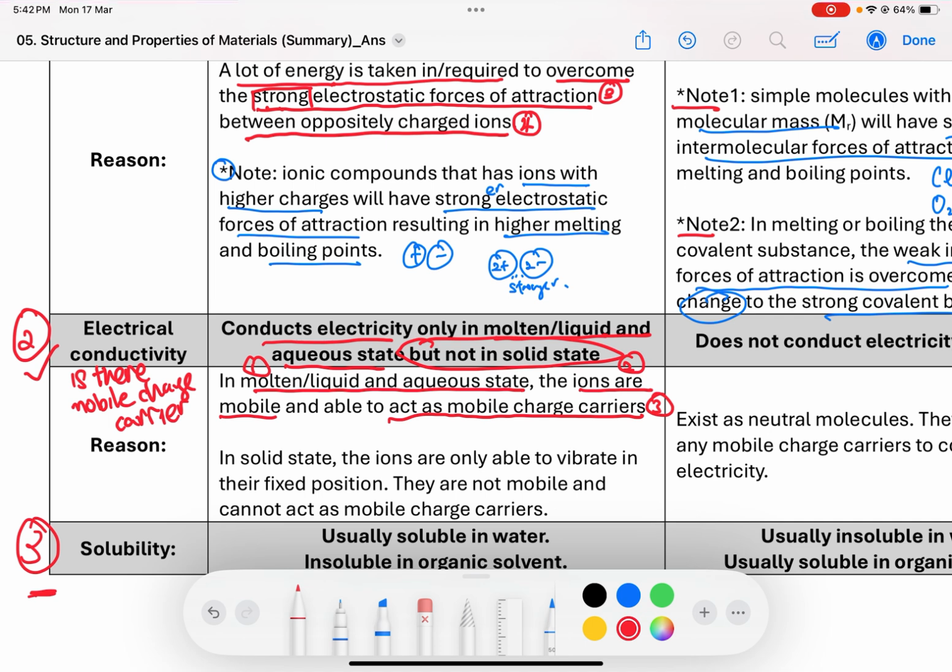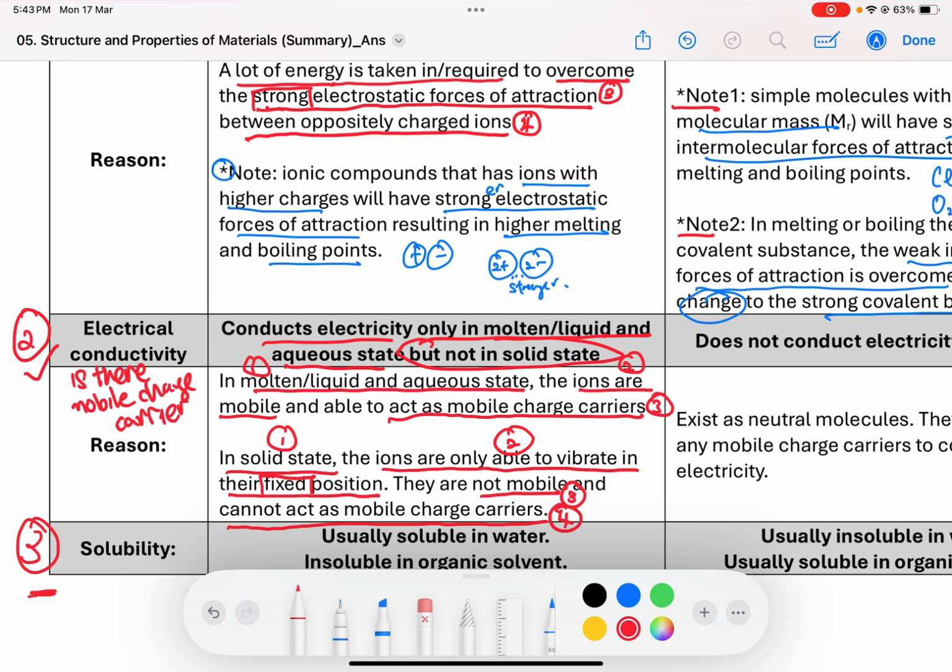So how come in solid state they cannot? For this bottom part here, in solid state, ions are only able to vibrate in their fixed position. This word fixed position is important. So realize this is kinetic particle theory: the solid particles are held in fixed position, vibrating in a fixed position. If they are vibrating in fixed position, what's the result? They are not mobile. If they are not mobile, they cannot act as mobile charge carriers.